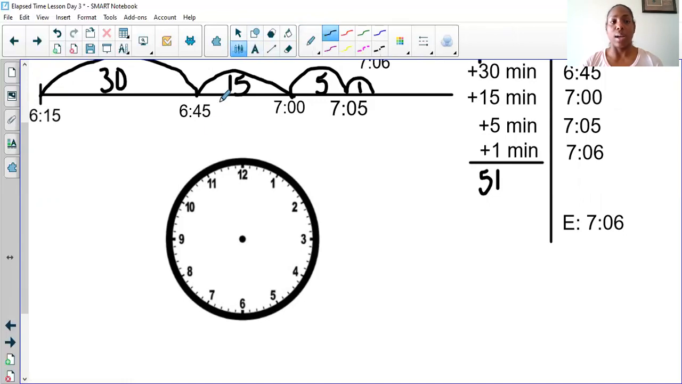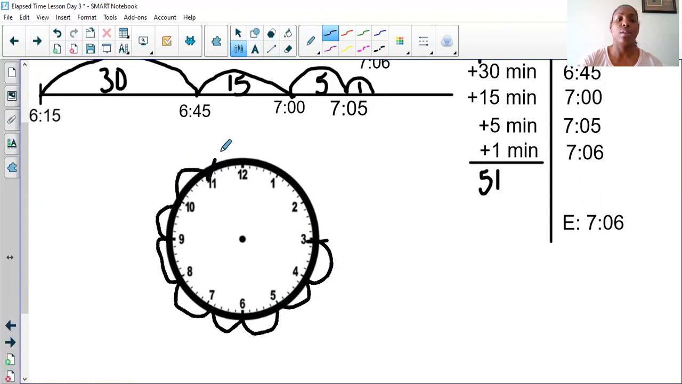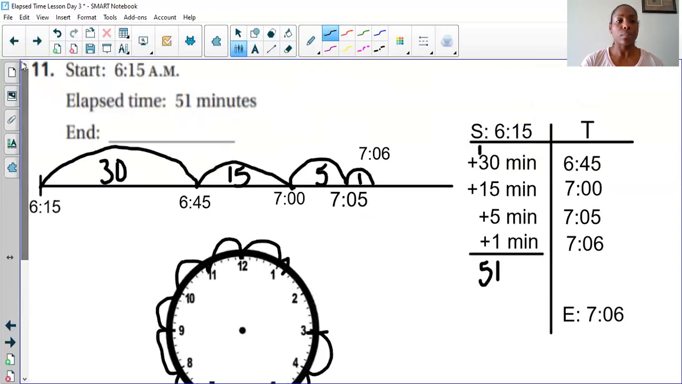Now, how would I do this on a clock? I know I need to start at 6:15. Then, of course, I'll count by fives. 5, 10, 15, 20, 25, 30, 35, 40, 45, 50, and I know I need to make one more jump. Lands me at the 6. So I know I'm going into the next hour from the 6 o'clock hour. So I went from 6:15 into the 7 o'clock hour of 7:06. So that will give me 51 minutes right there.